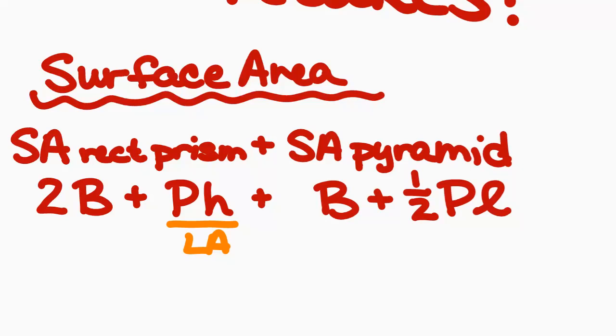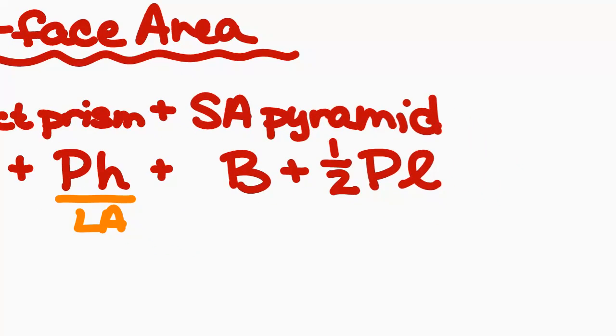Which piece over there for the pyramid is the lateral area? The one with the slant height, 1/2 perimeter slant height. That's the lateral area of the pyramid. All right, so looking at this shape, because I've got one on top of the other, there's some pieces of this surface area formula that I don't need because they're no longer on the surface of this object. We've covered them up. Do I need the lateral area for both of these objects? Yes, that's the side pieces.